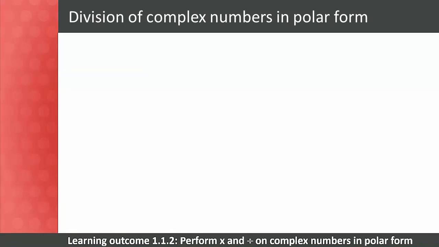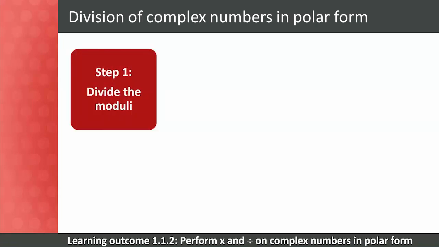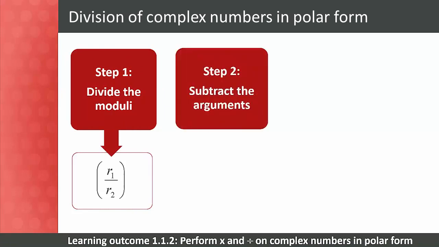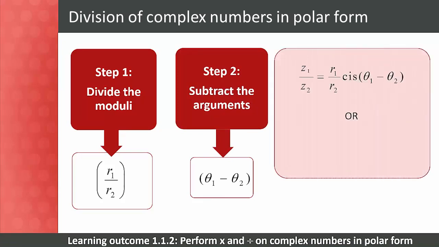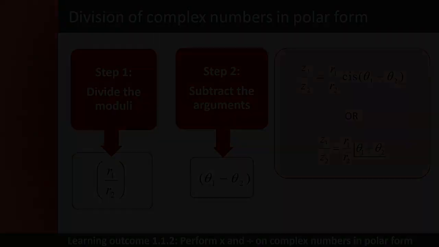For division of complex numbers in polar form, step 1, we first divide the moduli, R1 divided by R2. Step 2, subtract the arguments, theta 1 minus theta 2. Here are two different ways to represent the division of complex numbers in polar form. Let's watch a video of an example.